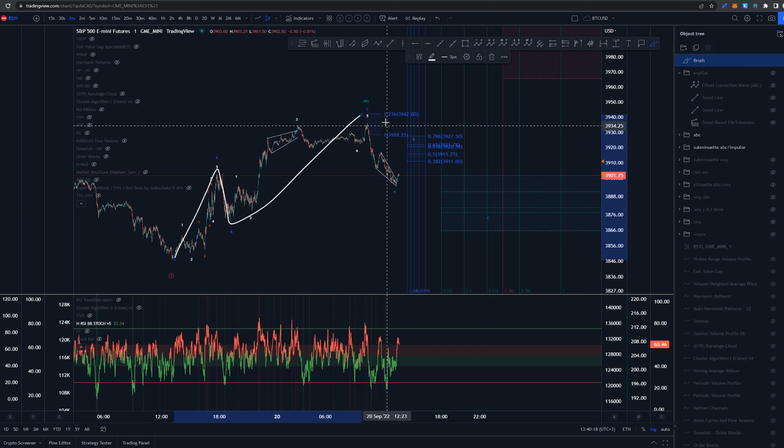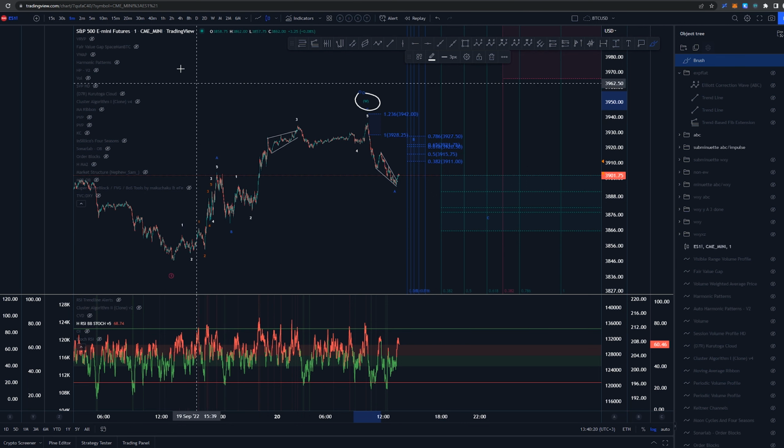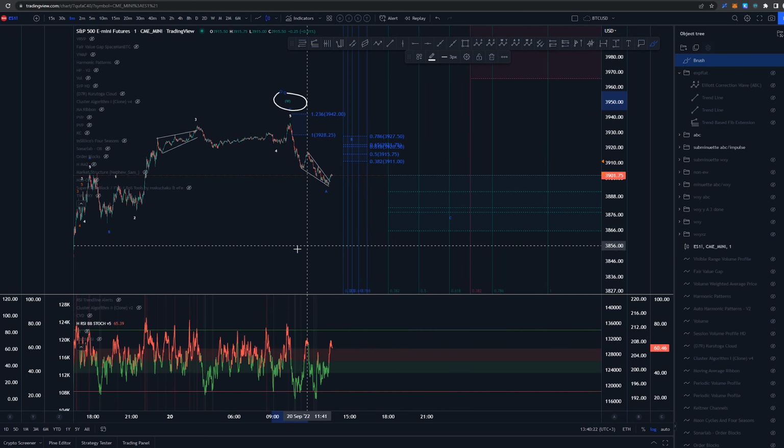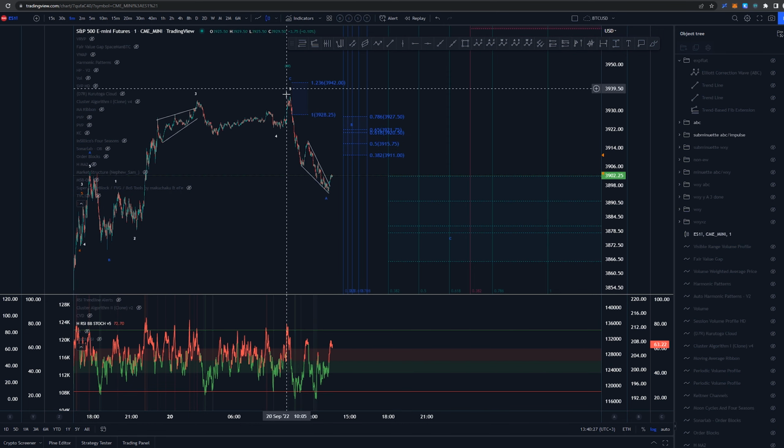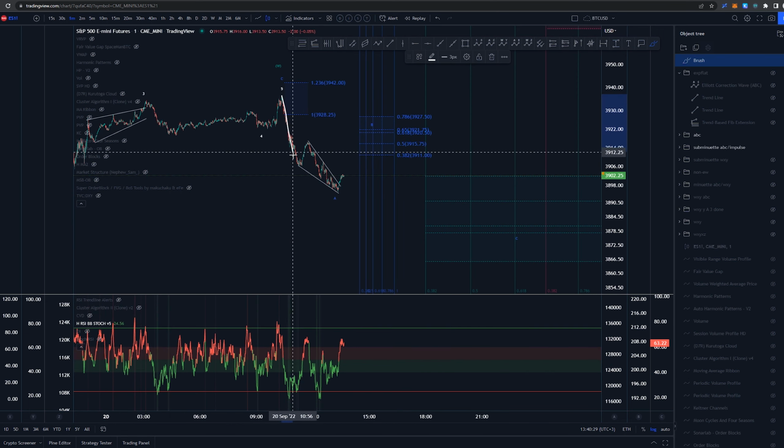Now getting back to this count in here that I showed you, this again showed you that we had a 3-way structure here. Whether it's a WXY overall or ABC, we don't know yet, but this looks to me like a pretty okay 5-way structure if it is indeed turning out to be a diagonal.